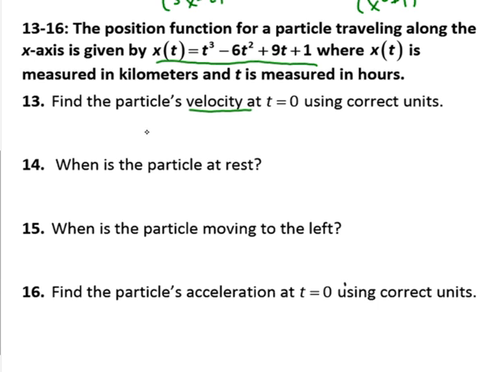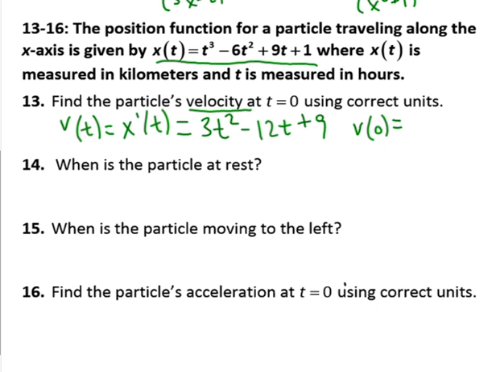So hopefully you've learned that when you have a position function, the velocity function is the derivative of the position function. So remember, a derivative is a rate of change, and velocity is the rate of change of your position. So all we have to do is take the derivative of the position function, which would be 3t squared minus 12t plus 9. And we want to know what the velocity is at time 0, so all we have to do is plug in 0 for each t, and we'll end up with 9. Correct units, so our velocity is 9 kilometers per hour.